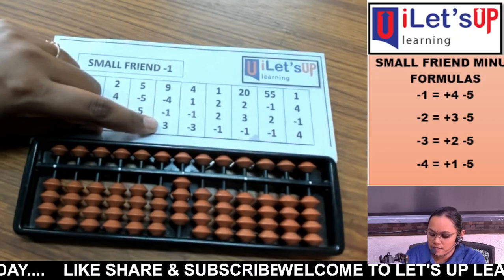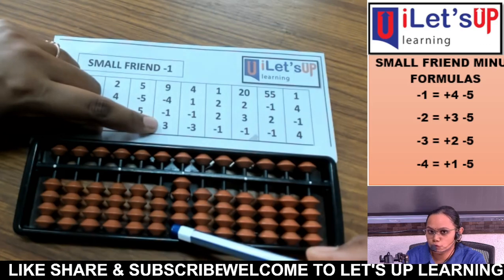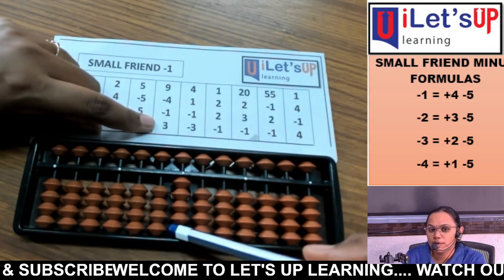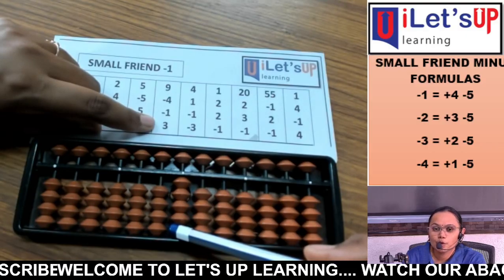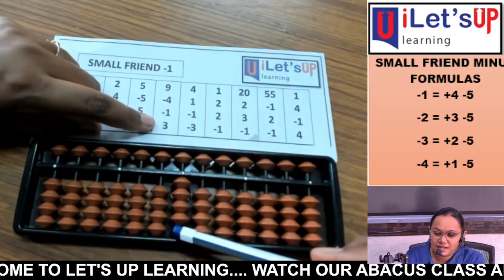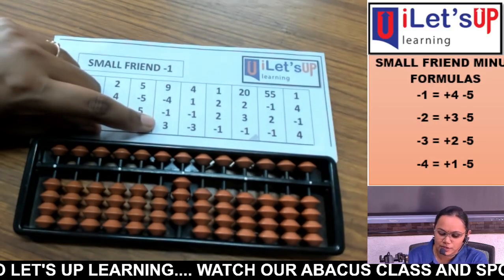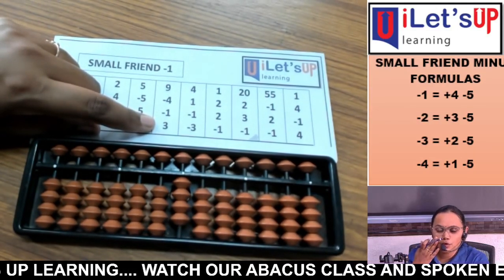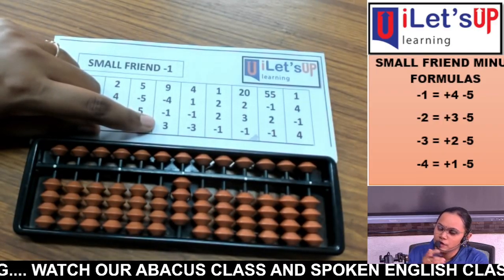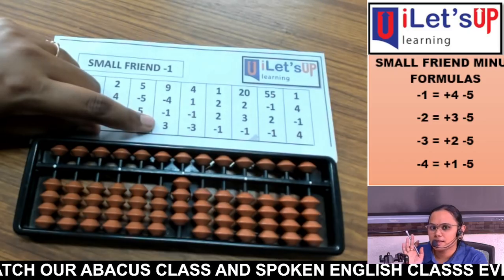Again, asking me to add 3. No beads. Now who will be coming to my rescue? Yes, very good. I'm getting answers in the comment section. Very good. So who is coming to my rescue? Small friend plus 3. Correct.